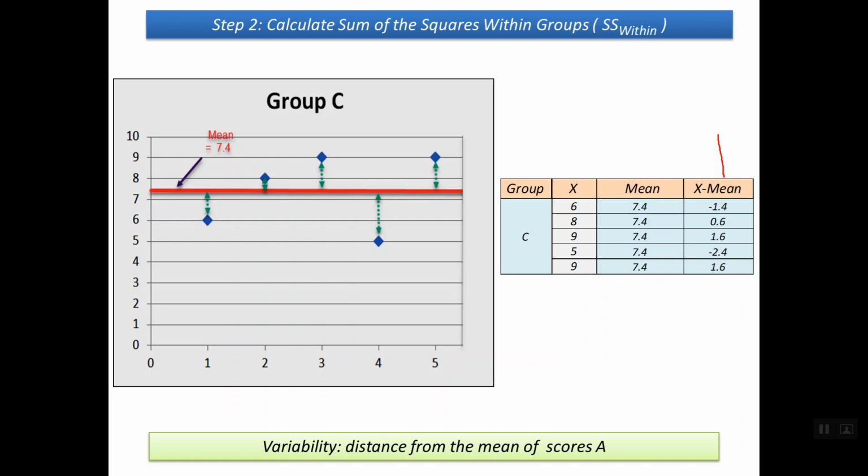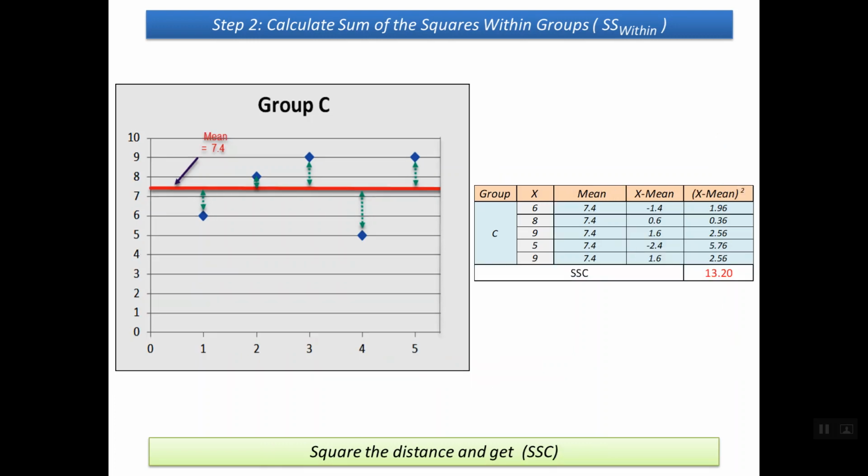So we should have a column for x minus mean, and if you try to calculate the total here, you will get 0. So we need to square these distances or these deviations by adding a new column here and squaring all of them, and taking the sum of all of these squared deviations, we get the sum of square for group C, which is 13.20.